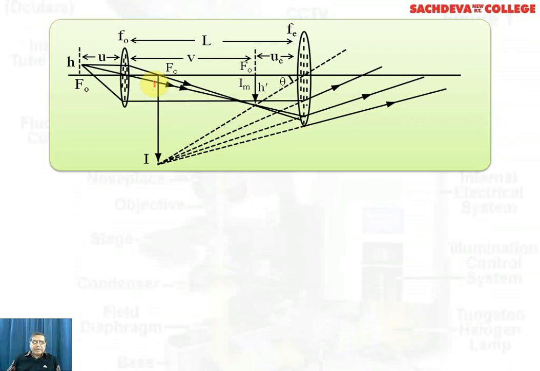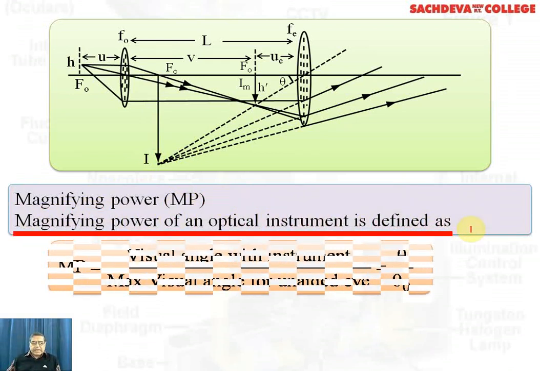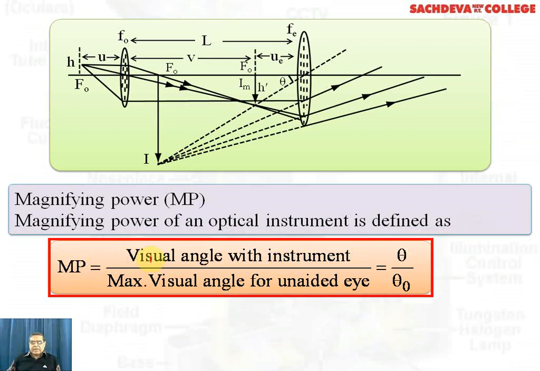So we come to the main topic now, magnifying power. The magnifying power of an optical instrument is defined as follows. Again, the definition is almost the same as in the case of a magnifier: the visual angle with the instrument divided by the maximum visual angle for the unaided eye.